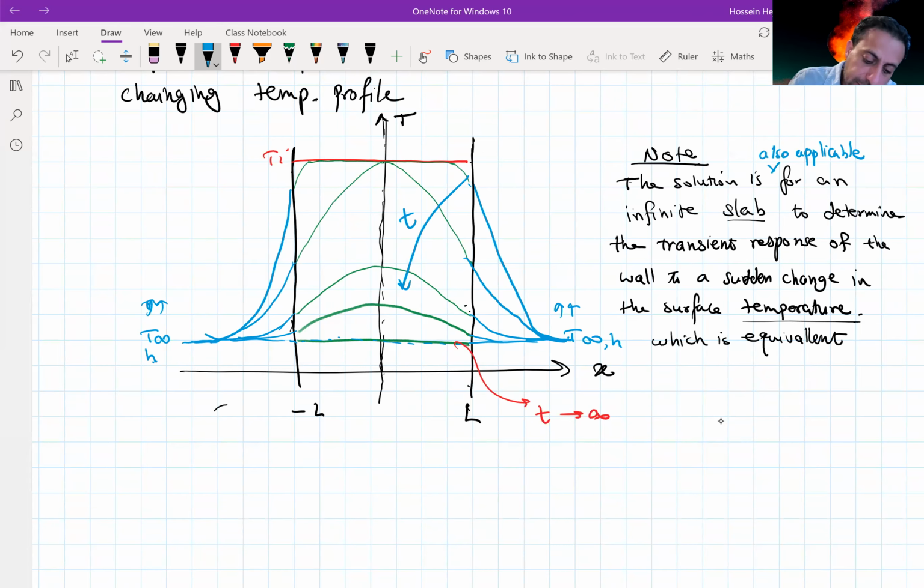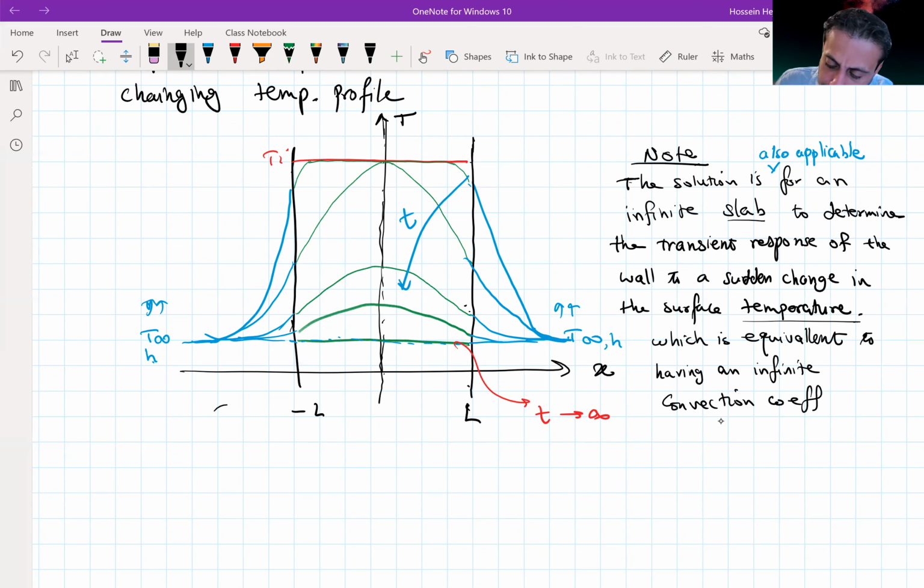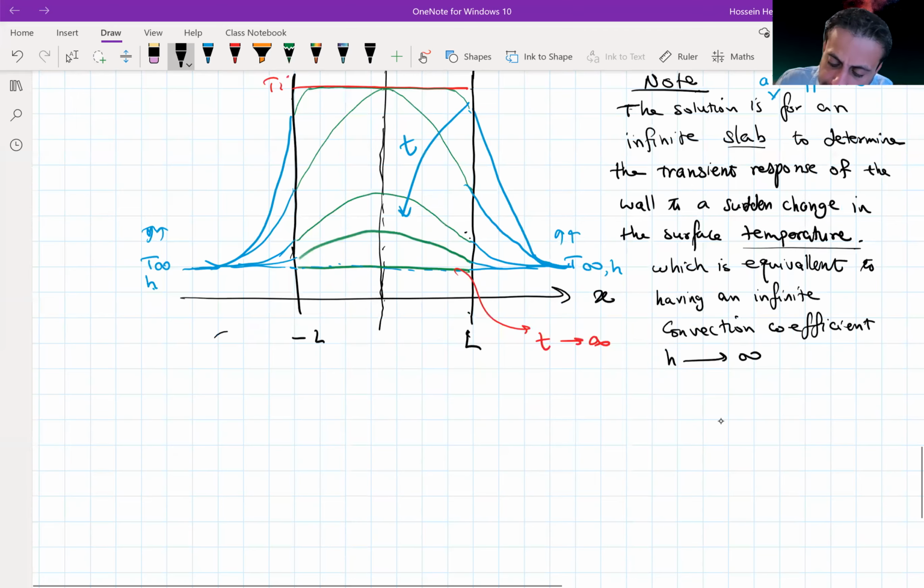We started from the convection from the surface of the wall, but this solution is also applicable for the system where there is a sudden change in the surface temperature, which is equivalent to having an infinite convection coefficient, or when h goes to infinity. In other words, Bi goes to infinity.